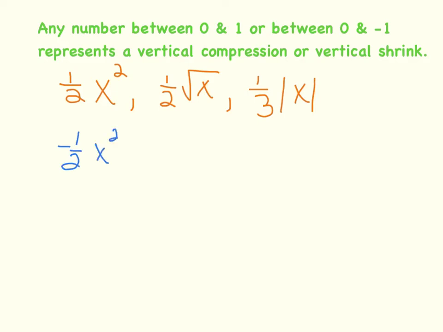-1/2 x squared, -1/4 square root of x. Another example, we could say 3/4 of the absolute value of x. And I'm sorry, I meant to say negative. Now, what would this do to our graph?